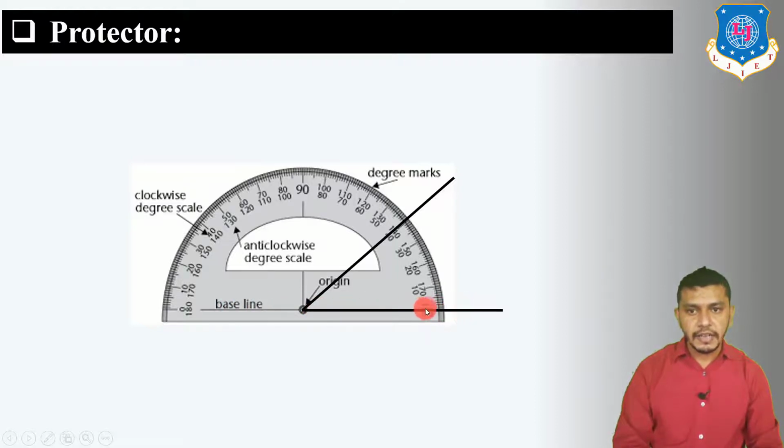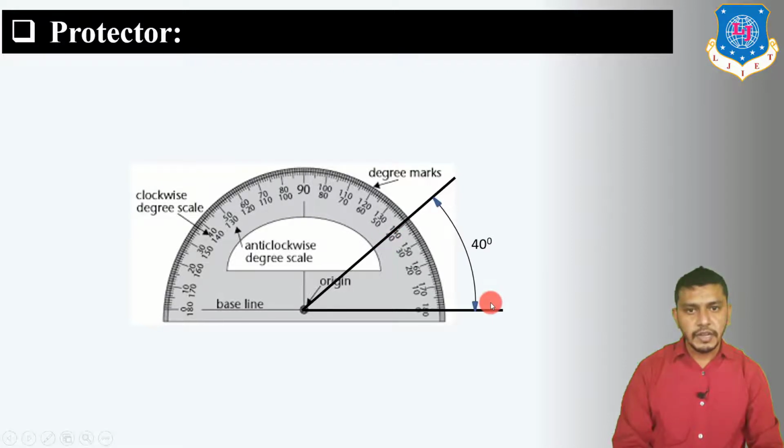Now we have to measure the angle. If you want to measure the angle in the anti-clockwise manner, we will use the anti-clockwise scale of the degree. So 0, 10, 20, 30, 40. So right now the angle is 40 degree.